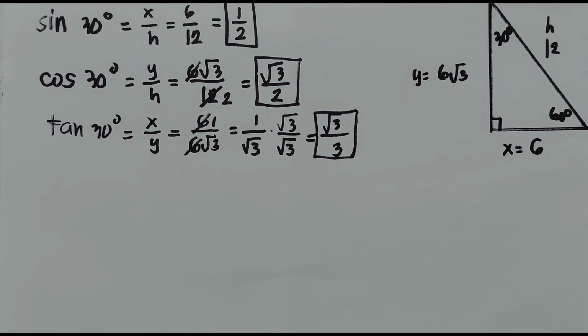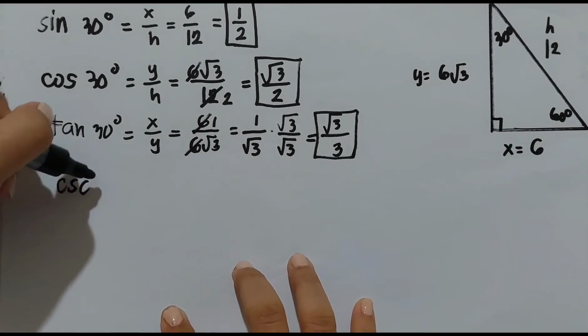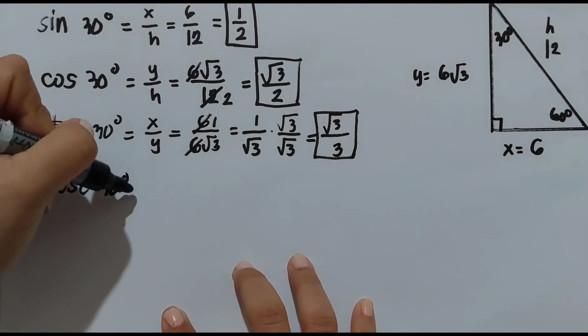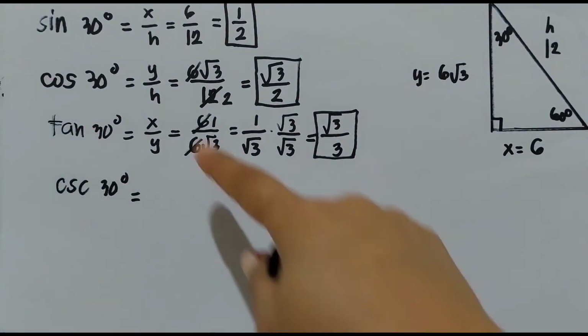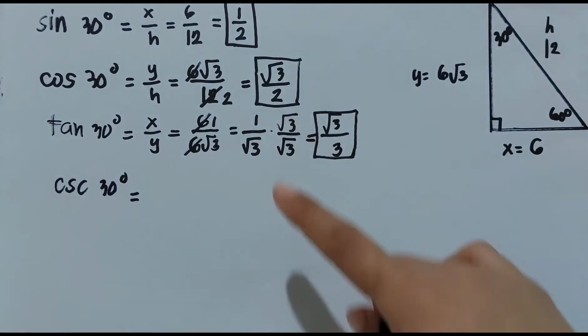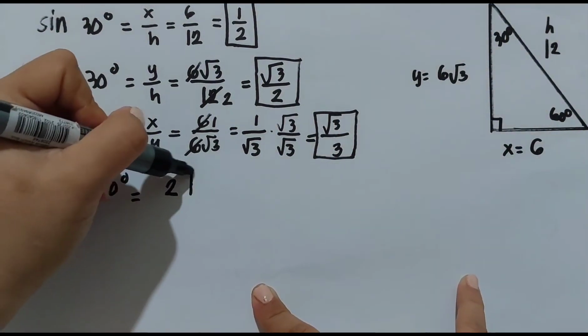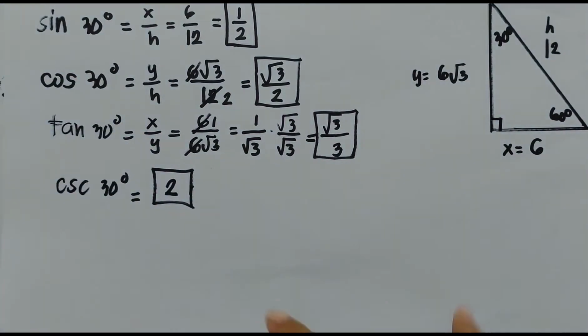What about its reciprocal or its inverse? What is the inverse of sine 30 degrees? That is cosecant 30 degrees. If it is 1/2 here, so what is the reciprocal of 1/2? That is 2 over 1 or 2. So, let's make it direct. In other words, the cosecant 30 degrees is 2. Because it is the inverse of sine 30 degrees.